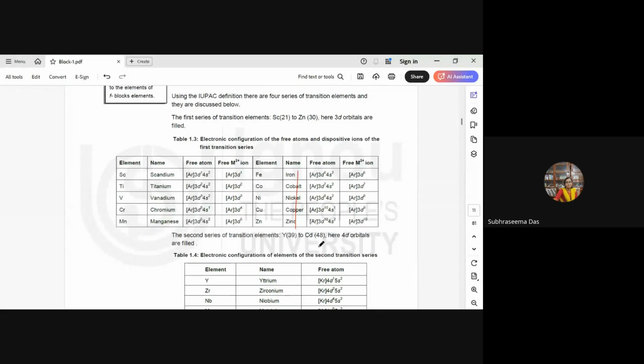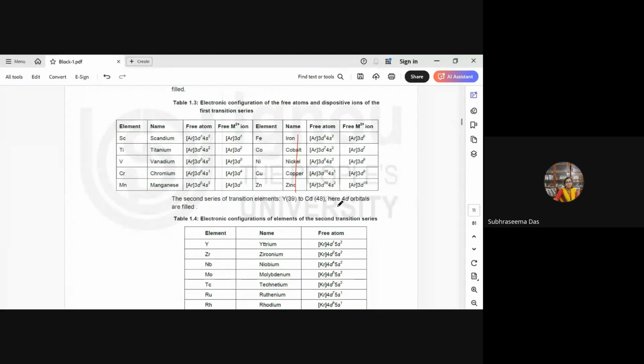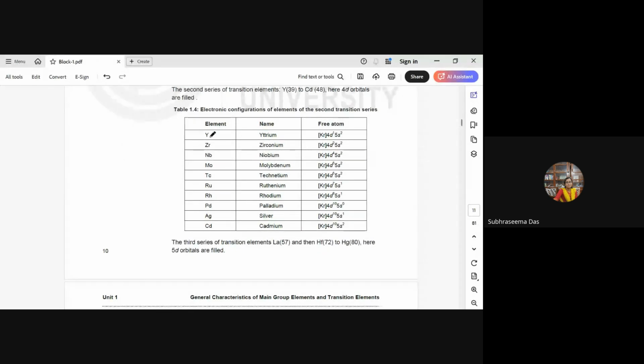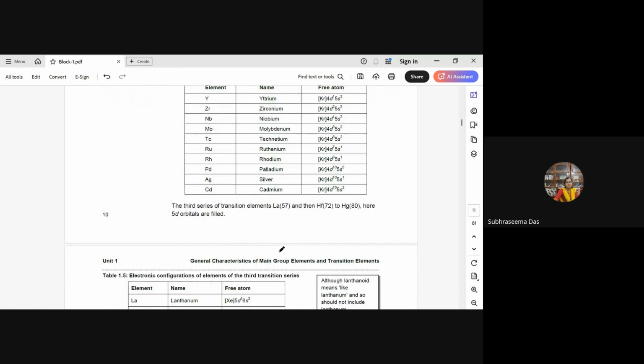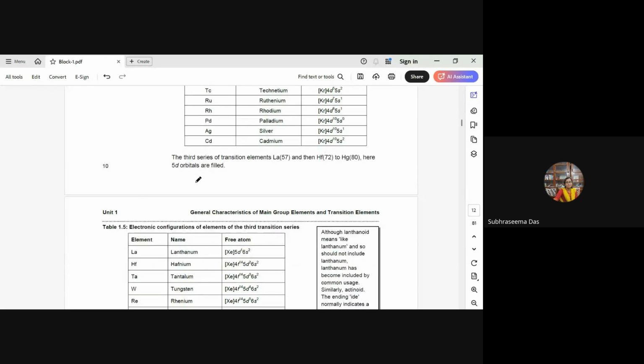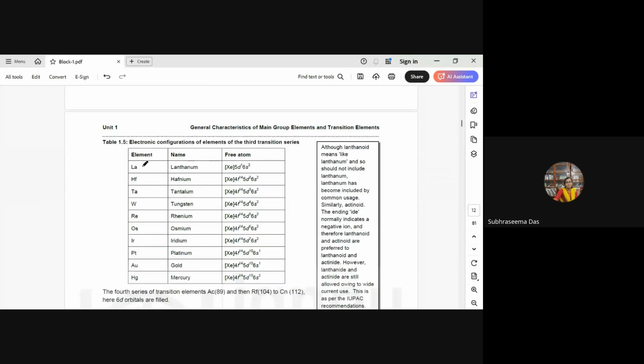Then the second transition series elements constitute yttrium, atomic number 39, to cadmium, that is 48. Since the electron goes into the 4d orbitals, they are sometimes called the 4d series or the second series of transition elements. Here you can see yttrium to cadmium. Then the third series of transition elements is lanthanum 57 and then hafnium 72 to mercury 80. They are all 5d orbitals. The last electron goes into the 5d orbital.